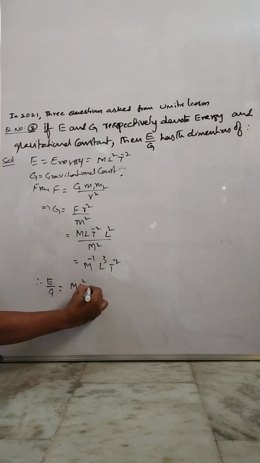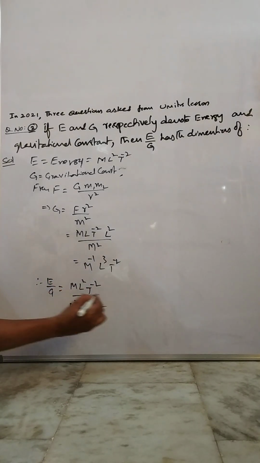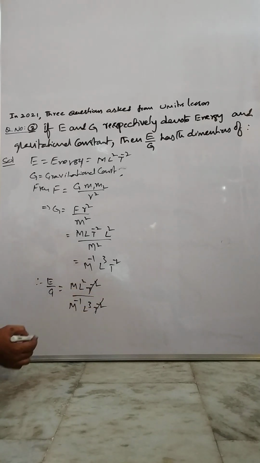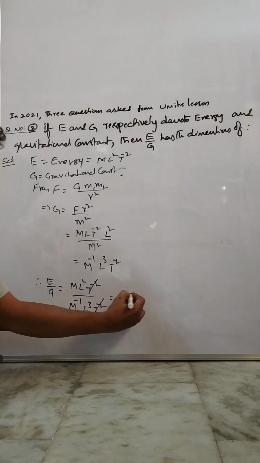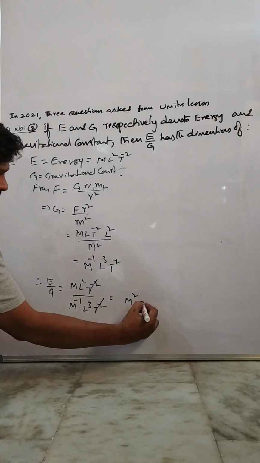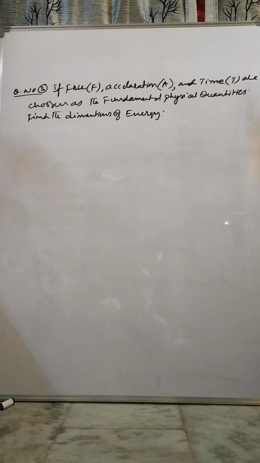M L square t power minus 2 by G is equal to m power minus 1 L cube t power minus 2. We have to see t power minus 2, t power minus 2 is cancelled. Then what is remaining? M, when it goes to the numerator, it is nothing but M square. Then it is nothing but L power minus 1 t power 0.